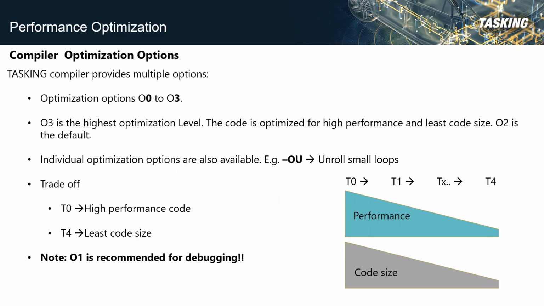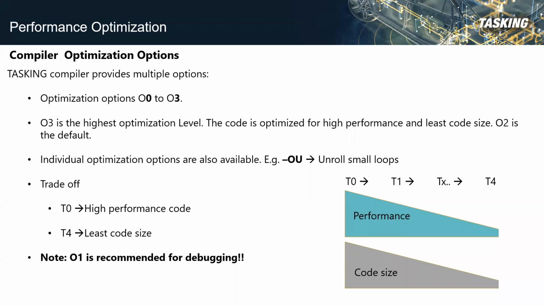And if you see the trade-off factor, T0 is for high performance code and T4 is for the least code size. Okay. So what I'm going to do now, I'm going to make use of the optimization O3 along with the trade-off factor T0, as my main aim is to increase the performance gain.